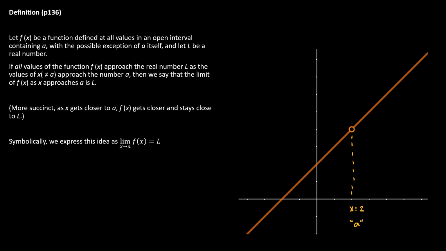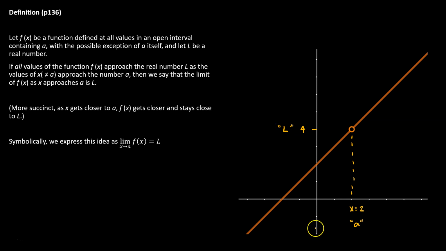We need this function to be defined everywhere. It could be undefined at the point a, but it needs to be defined everywhere to the left of that and everywhere to the right of that, and it is. We can tell from our picture because there are no other open circles on the graph. Next, we need to imagine a number, L. L is going to be the value that we say the function is approaching. In this picture, that's the function value 4 that we were looking at in our graph. That is the L in this definition.